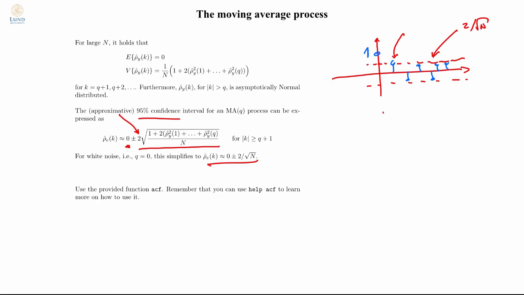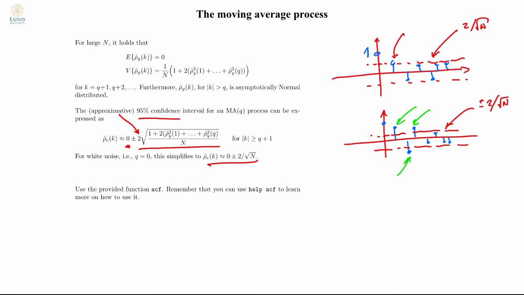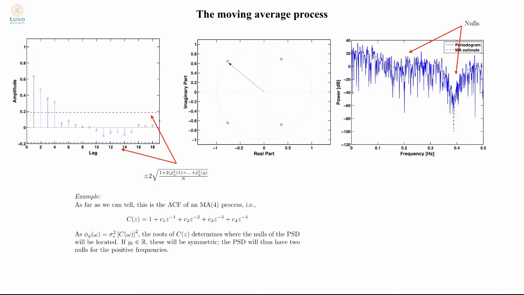If the process is an MA process, say of order 3, I expect something like this instead, where I now have 3 coefficients that are non-zero, outside of the confidence interval. So in this case, I would look at those and say, well, there are clearly 3 statistically significant components that are non-zero, so this seems to be an MA3. There's a function, acf, you can use to compute the estimate as well as the confidence interval if you just specify the order of the MA process. So here would be a typical example.